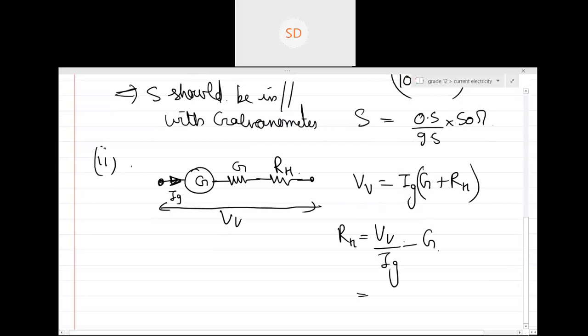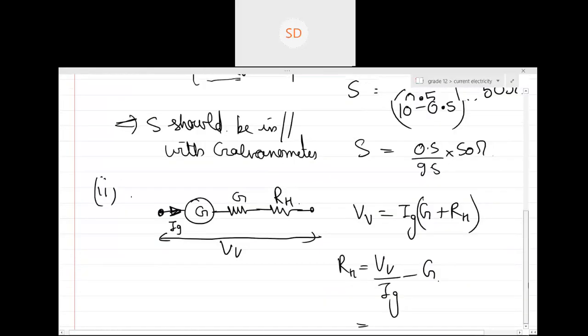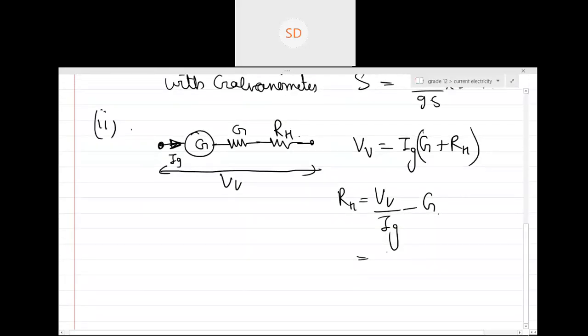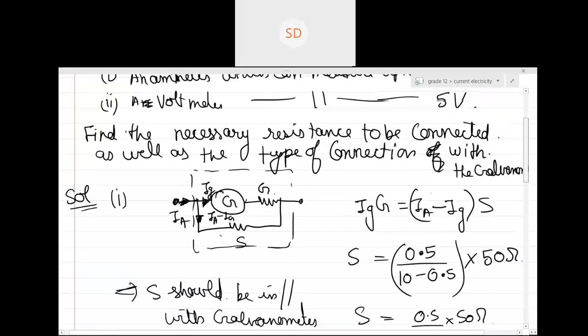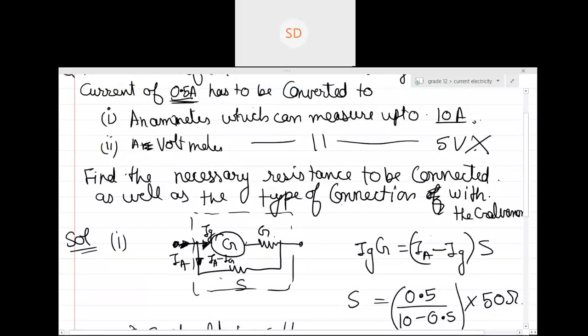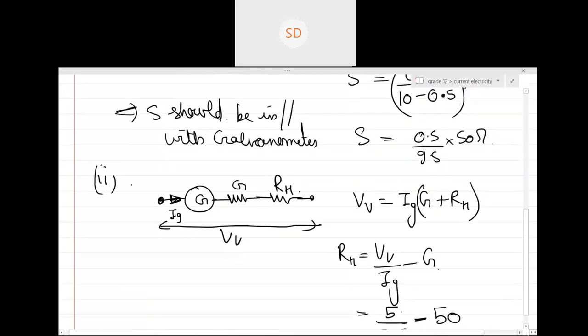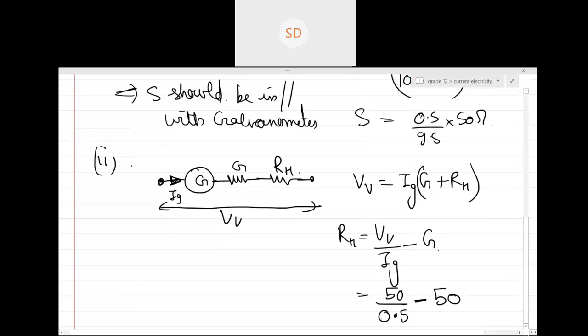So what will Vv be? You need to convert it to 5 volt, right? So 5 divided by the current 0.5 minus 50. This is coming negative, no? So hence this is not possible. This is not possible, okay? Let's make it a little bit more stable. 50 divided by 0.5. Now this is possible.